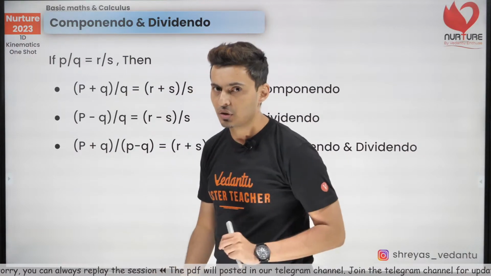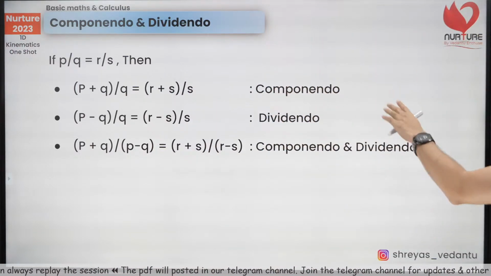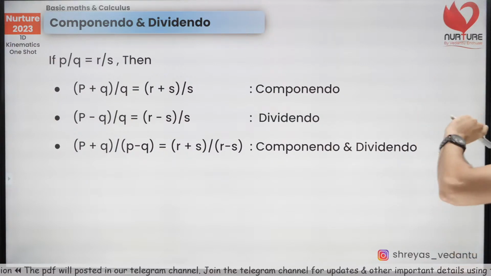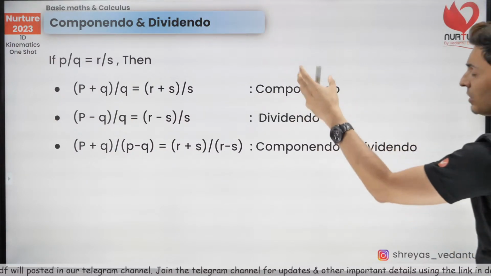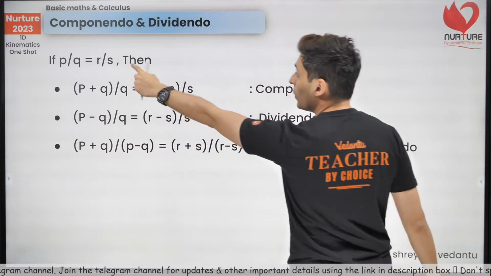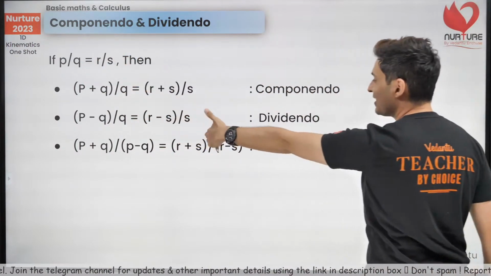Okay, so that's what you should know. All right, so keep this in mind. Componendo is when you add, dividendo is when you subtract on the numerator side, and when you do componendo dividendo both, plus on the numerator, minus on the denominator. That's it. This is true only if the initial ratios are equal, else this will not be true.